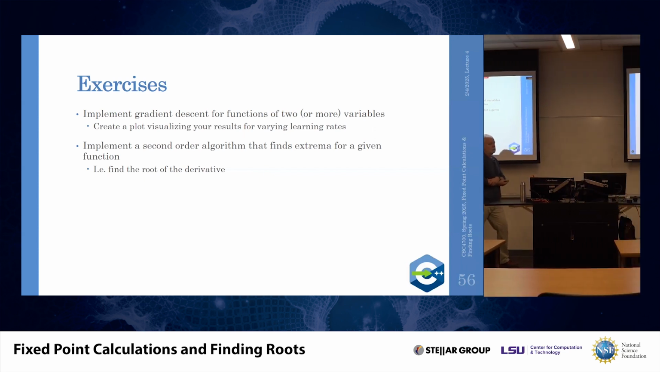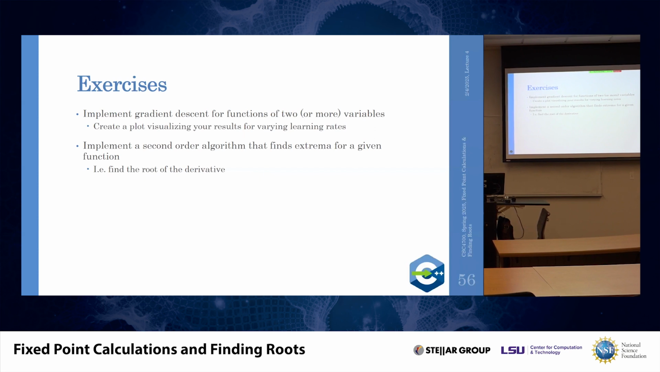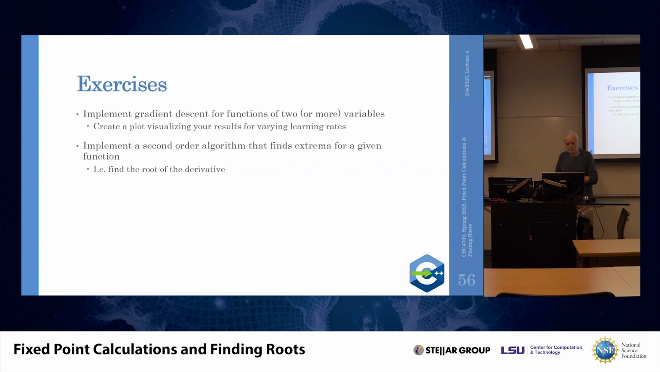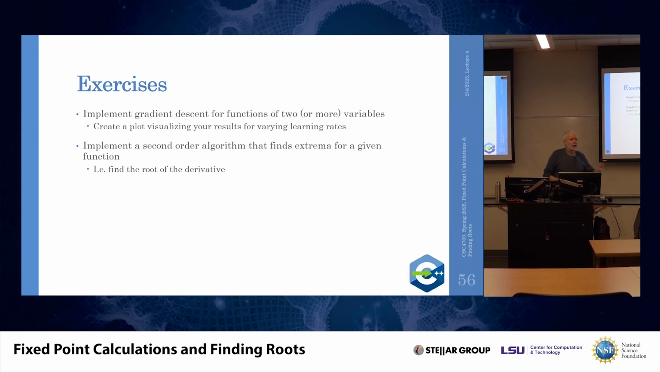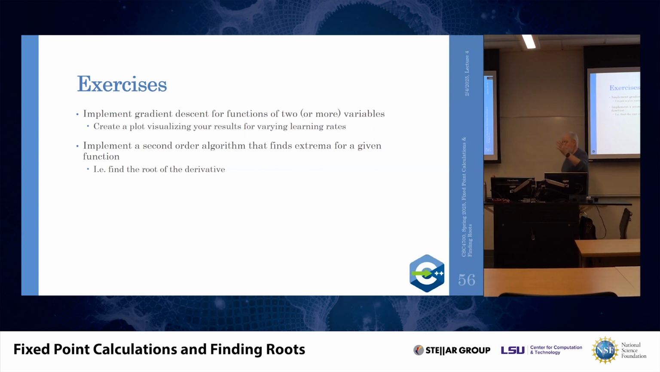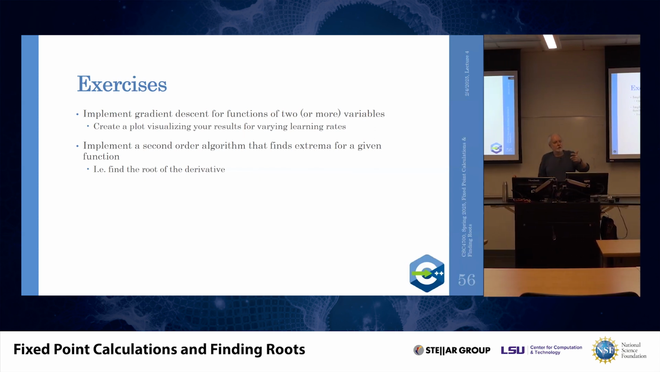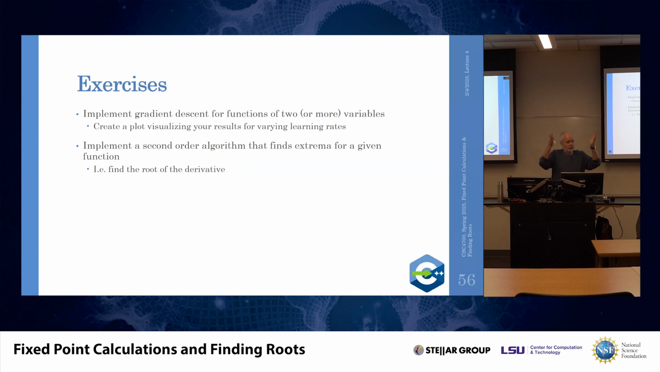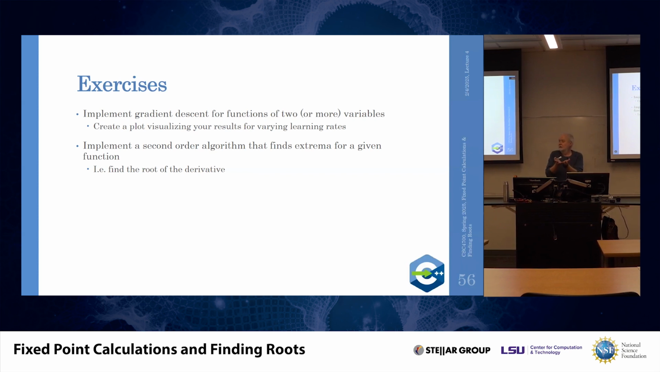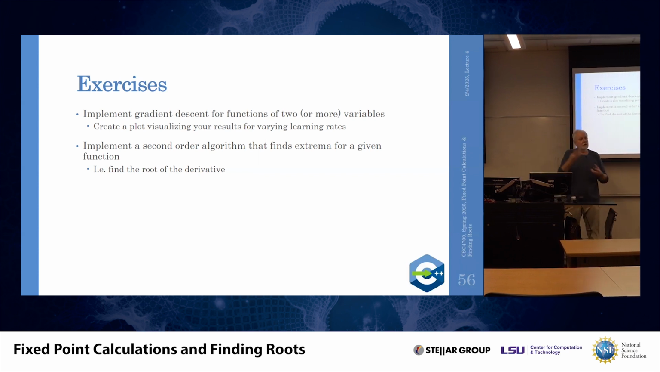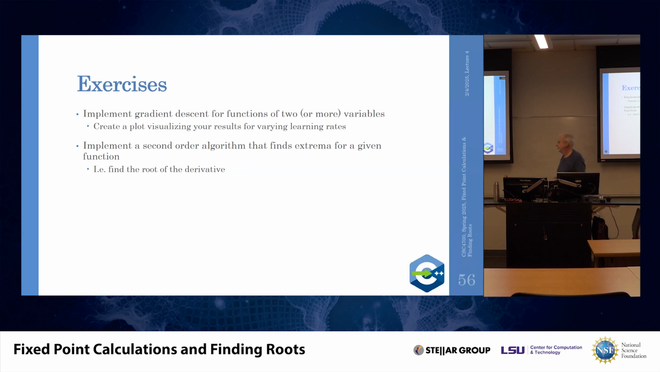The second exercise is a bit more difficult. Implement a second order algorithm that finds extrema for a given function. What do I mean by that? We have talked about finding extrema and we have talked about finding roots. And these two things are very closely connected because we know that at the point of the extrema, the first derivative has actually a root, right? The first derivative turns to 0 when my function I'm deriving actually has a minimum. So finding minima and finding roots are things that are very closely connected.